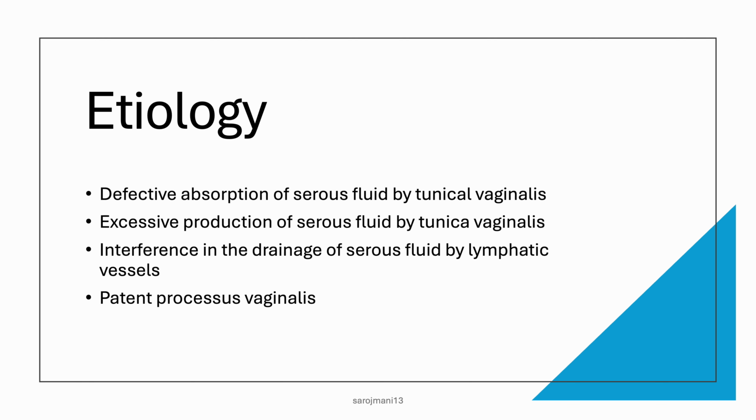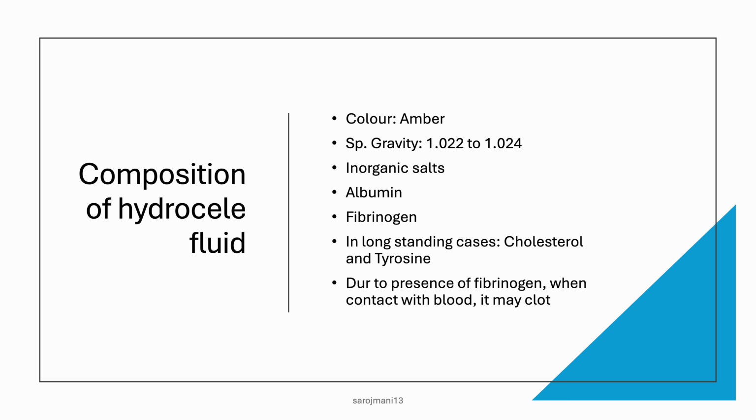So the etiology: the postulated hypotheses regarding the etiology of hydroceles are defective absorption of serous fluid by the tunica vaginalis, excessive production of serous fluid by the tunica vaginalis, interference in the drainage of serous fluid by lymphatic drainage, and patent processus vaginalis. Patent processus vaginalis.